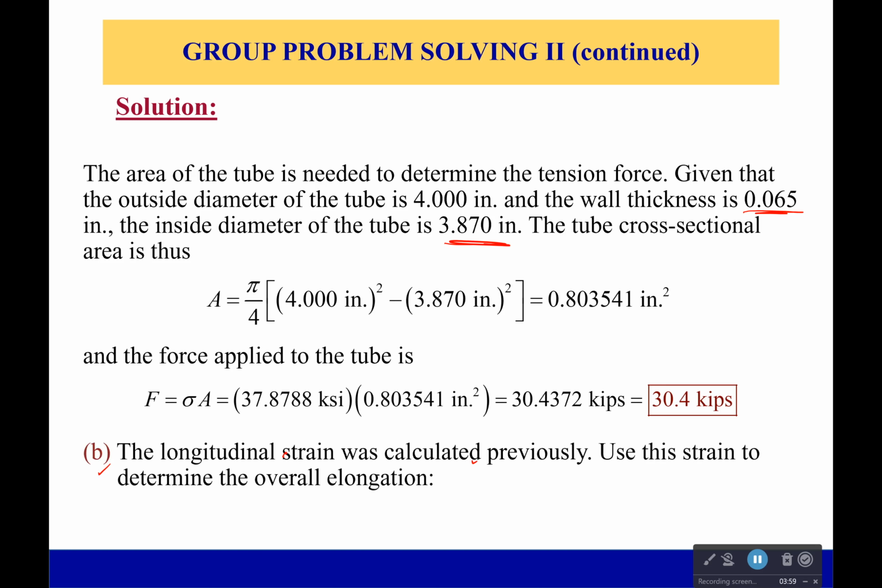Now, we already know the longitudinal strain, and since it gave us what the original length was, it's very simple to calculate the change in length, which would simply be our longitudinal strain times the length. So 0.003788 times 84 is 0.318 inches.